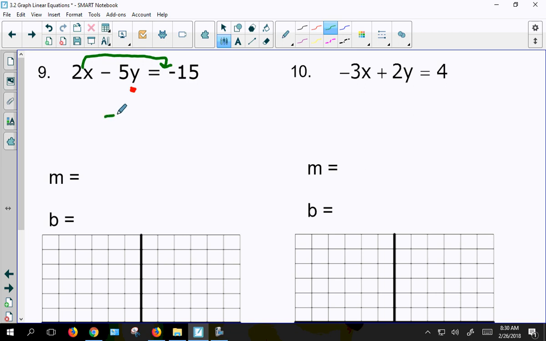When I move the 2x to the other side, what happens to it? It becomes negative. Minus 15. I have to put the 2x first, because remember, your slope has to be first. It's slope-intercept. So the x goes first. Now what do I have to do? Divide everything by negative 5.